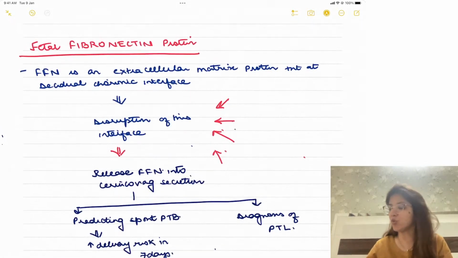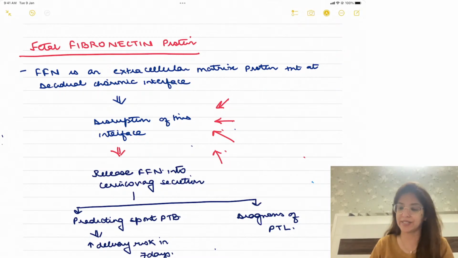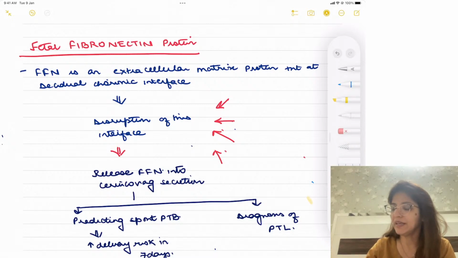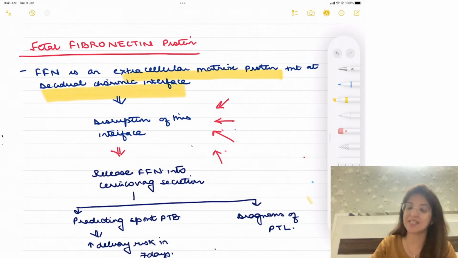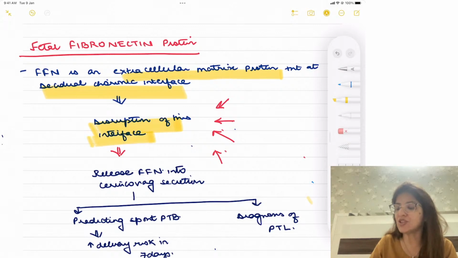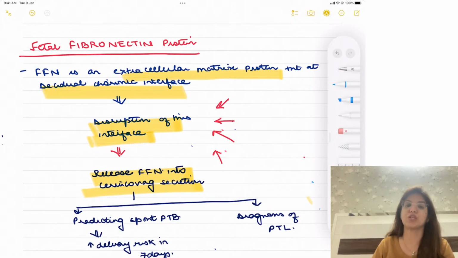Right? Okay, so a few very important points on fetal fibronectin protein which you may be asked during your viva or in your exams. So what is fetal fibronectin protein? Fetal fibronectin protein is an extracellular matrix protein. Right? It's an extracellular matrix protein which is present at the decidual chorionic interface. And whenever this decidual chorionic interface is broken or disrupted, then this fibronectin protein is released in cervicovaginal secretions, right? So it is an extracellular matrix protein which is present between the decidua and the chorion.